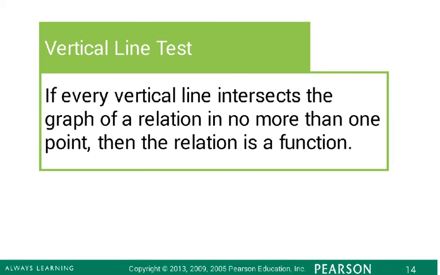The vertical line test. So if you were to have a drawing or a graph of your function, this is a really good test to use to see if your graph of your relation is a function. Okay, so what it says is if every vertical line intersects the graph of the relation in no more than one point, then the relation is a function. So let's do this vertical line test.